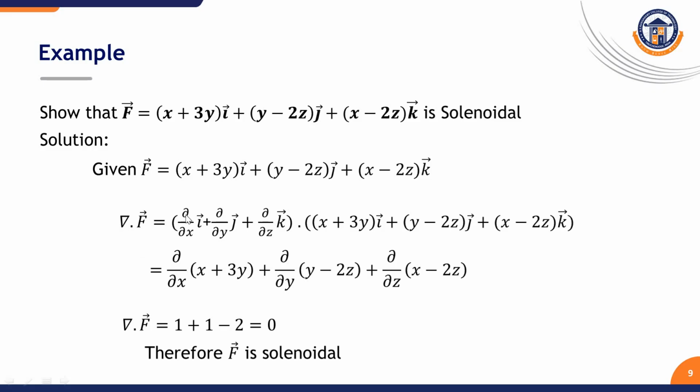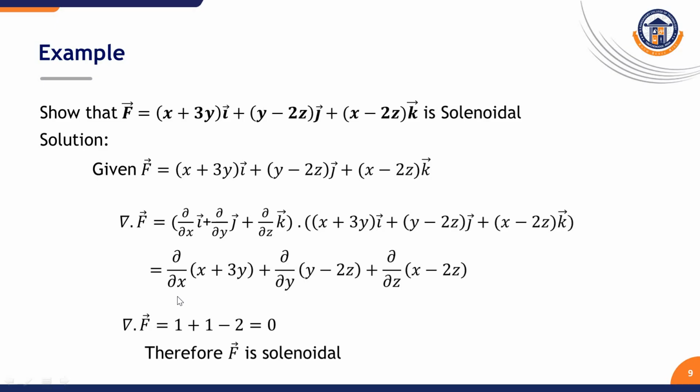Del is nothing but i vector dou by dou x plus j vector dou by dou y plus k vector dou by dou z. Dot F vector is the given vector. Taking the dot product means multiplying the coefficients of i vector, j vector and k vector. So we get dou by dou x of x plus 3y, plus dou by dou y of y minus 2z, plus dou by dou z of x minus 2z.